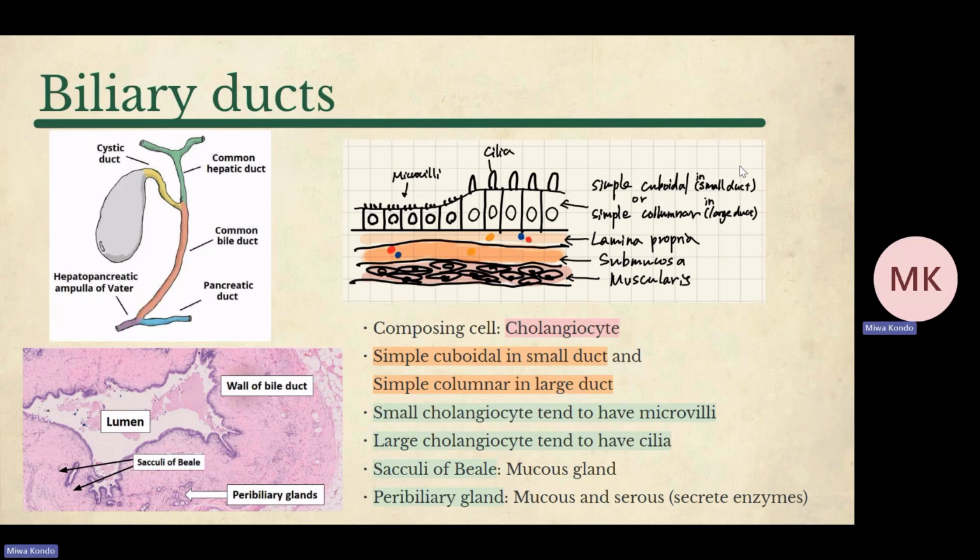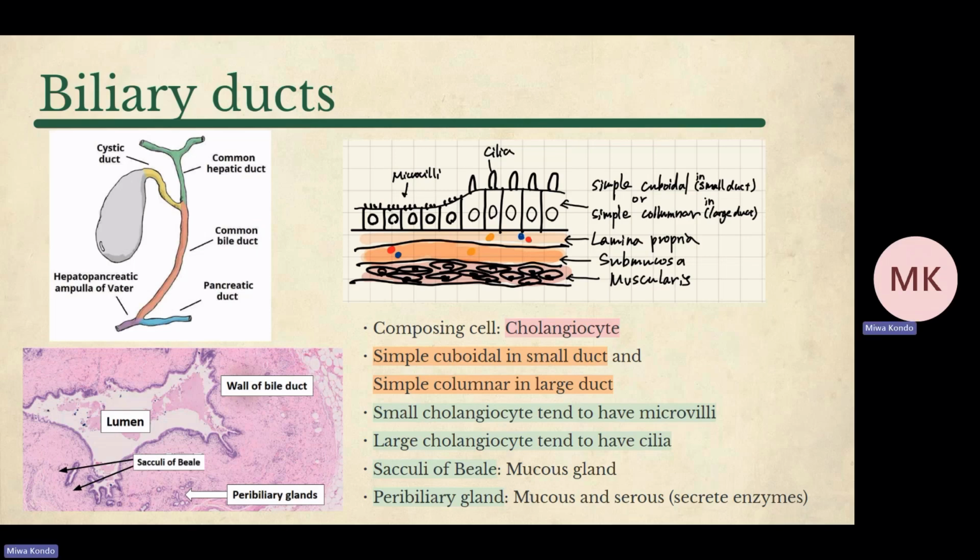Now, let's talk about the biliary ducts. What do we mean by biliary ducts? They come from the liver and gallbladder and include the common hepatic duct, the cystic duct, and the common bile duct. The epithelium type in the smaller ducts is simple cuboidal, and in the larger ducts, it's simple columnar.